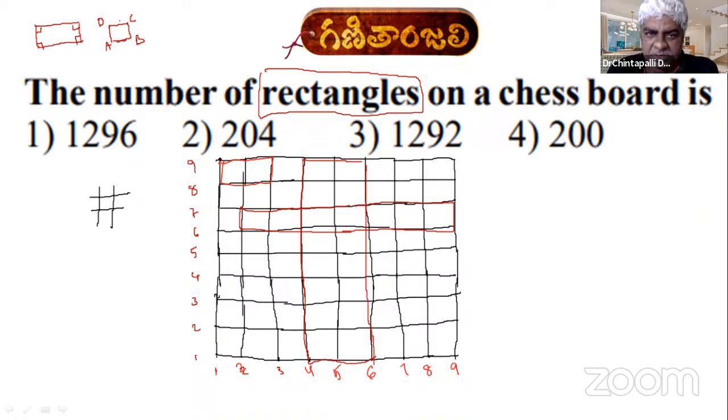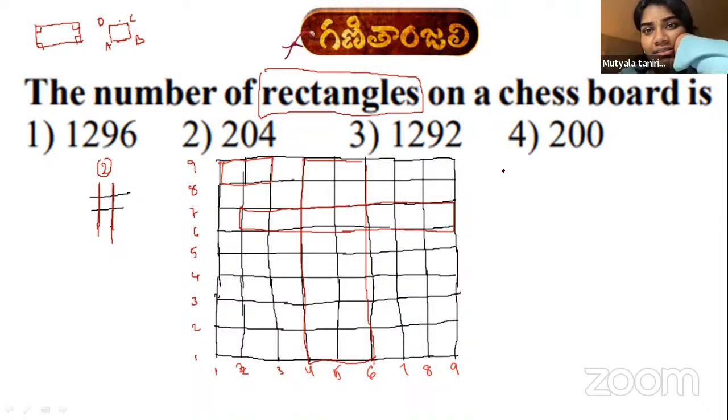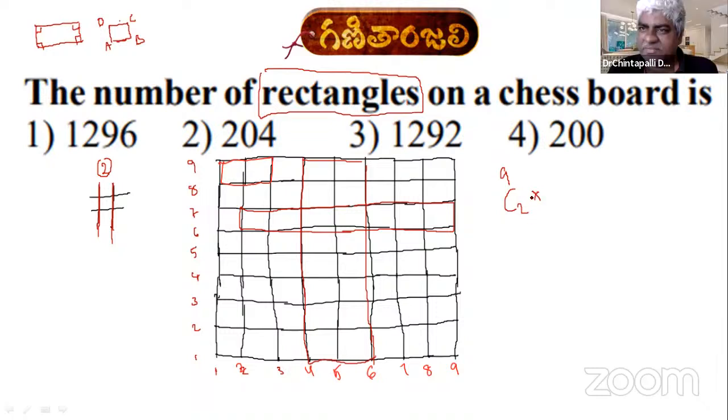See, to form a rectangle, how many vertical lines are needed? 2, sir. 2 vertical lines are needed. How many vertical lines are there? 9, sir. Out of 9 vertical lines, 2 vertical lines are to be chosen. Right? Yes, sir. How many horizontal lines are there? 9, sir. Out of 9 horizontal lines, 2 horizontal lines are needed to form a rectangle.